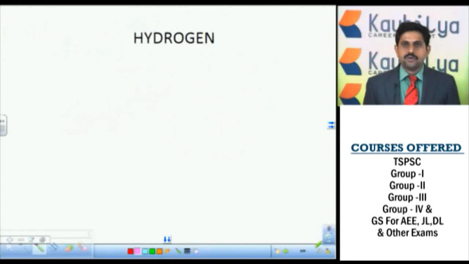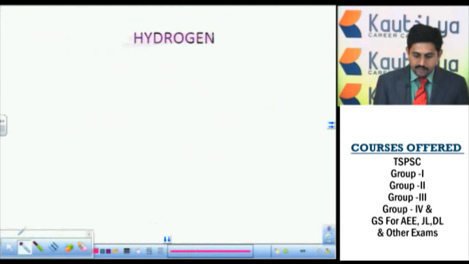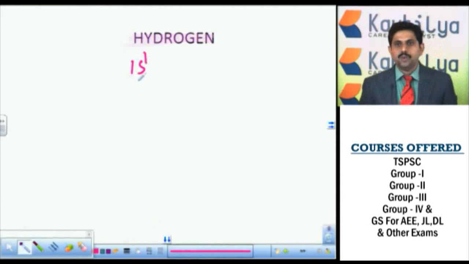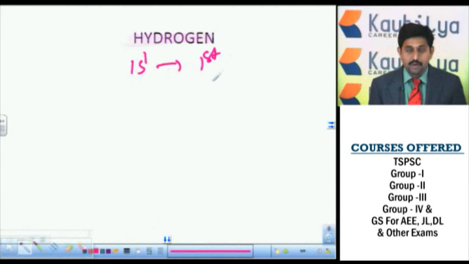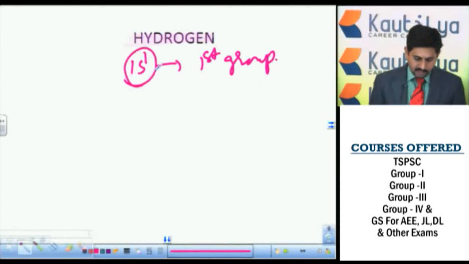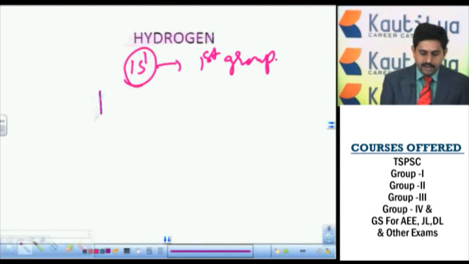Then the next topic is called hydrogen. I told you hydrogen actually does not belong to the first group elements, but because it has one electron in the outermost orbit, its electronic configuration is 1s1. So because of having one electron in the outermost orbit, we consider it under the first group, but its position is not given. Actually it is not given any particular place in the periodic table. It is kept separate.